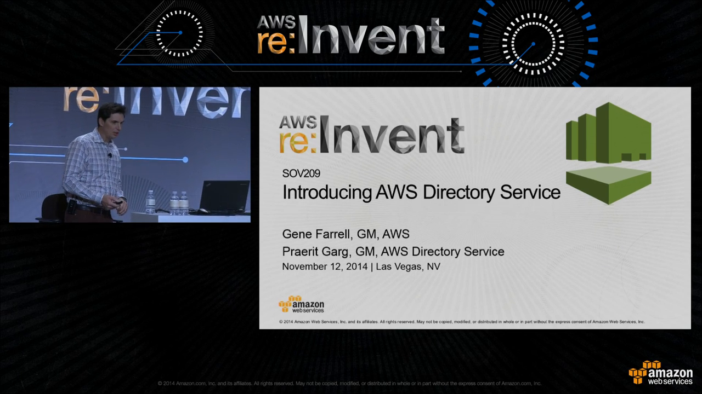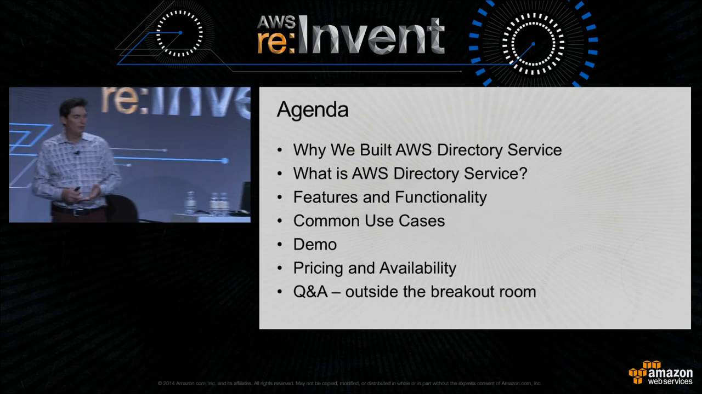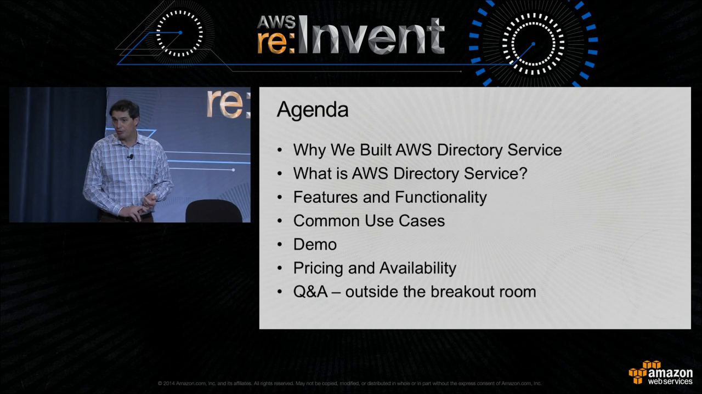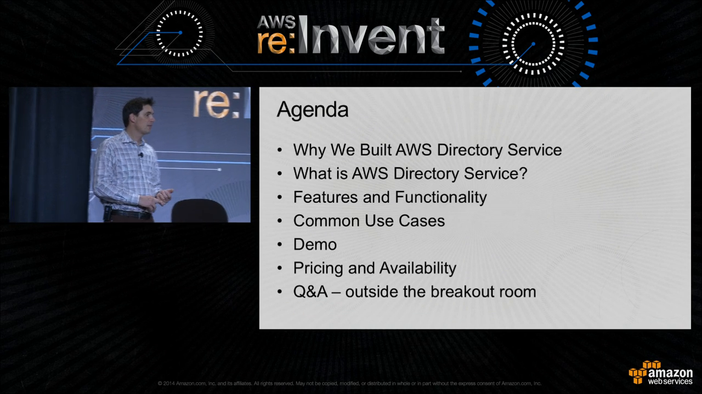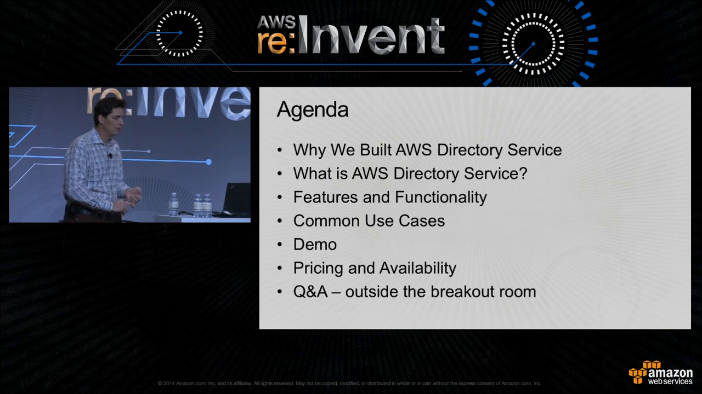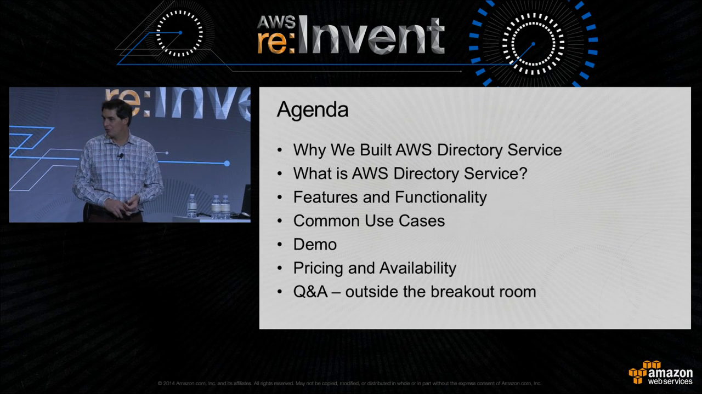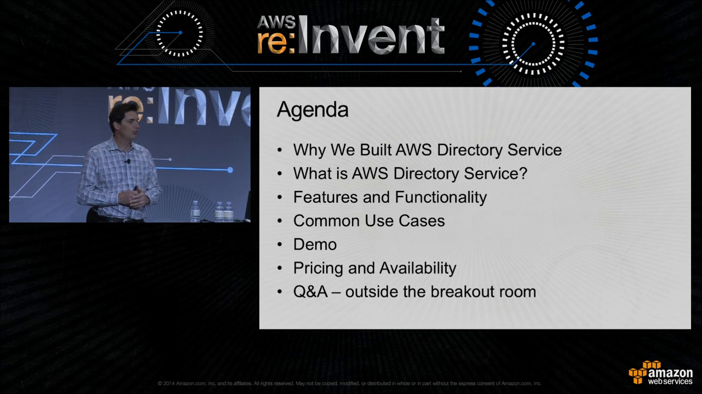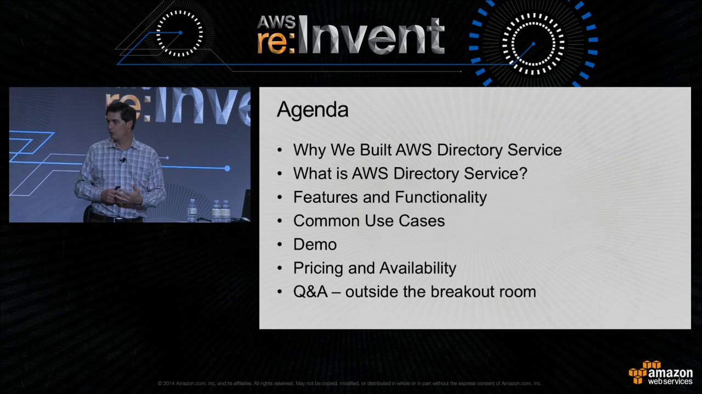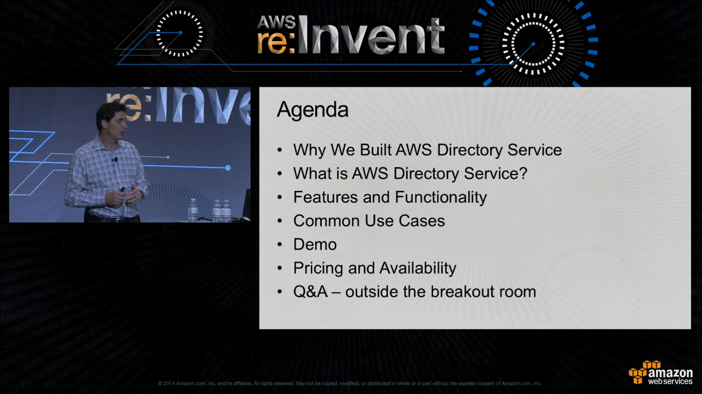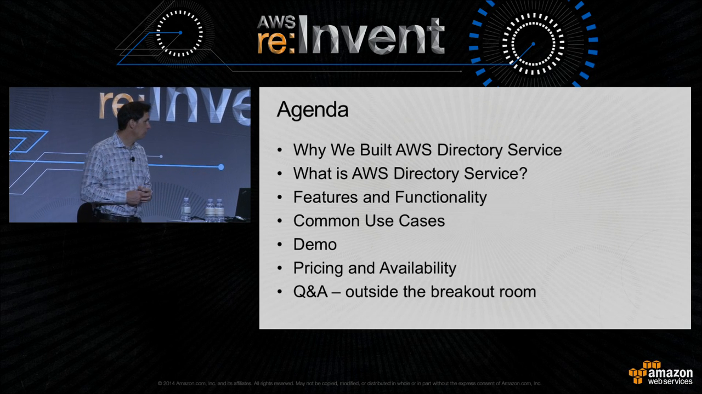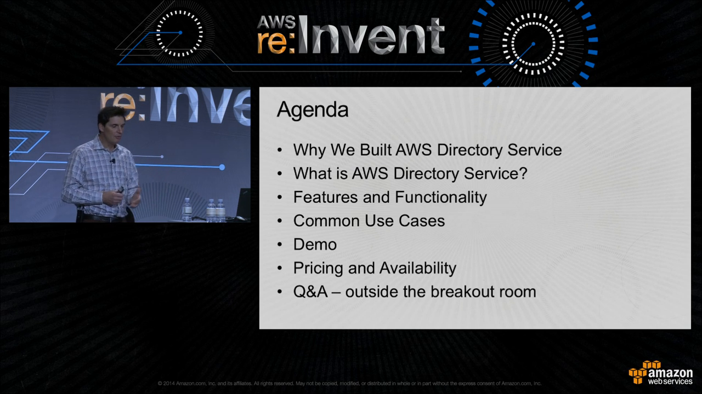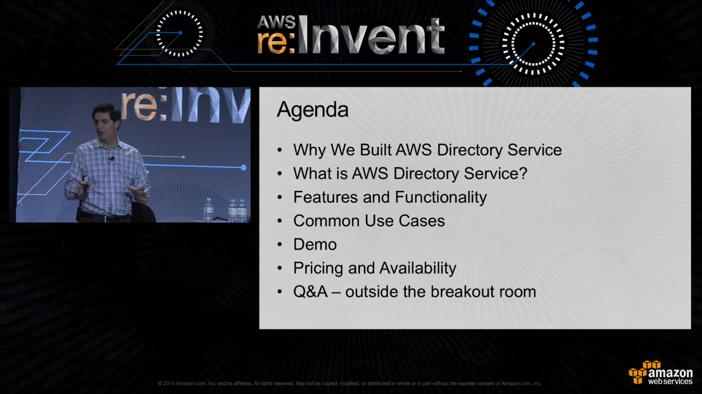Great. Well, let me take you through what we're going to do today. First, I want to talk about why we built this service, what it's designed to do, and what it doesn't do yet. So we'll talk about what is directory service, the features and functionality, some of the common use cases that we've heard from customers that we're trying to solve. And then we're going to give you a quick demo of the directory service, really take you through the console and how you can engage and interact with it, and then talk through pricing, availability, and then we'll actually have a Q&A session.